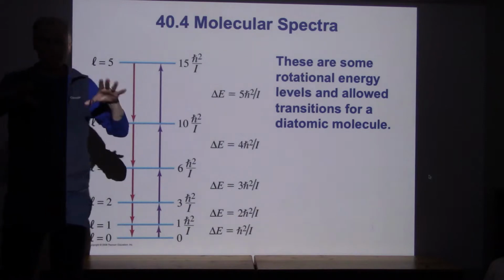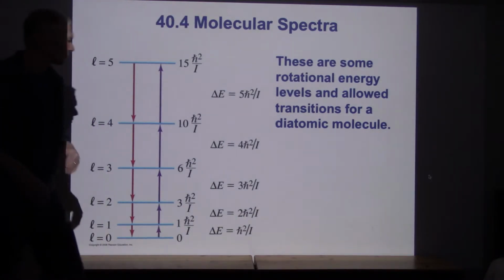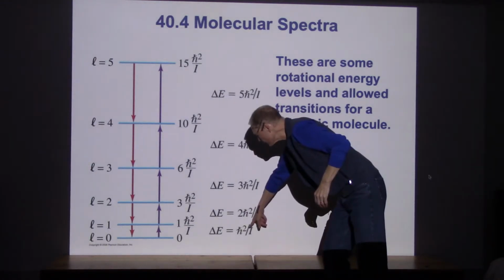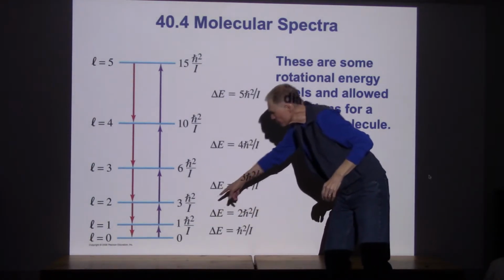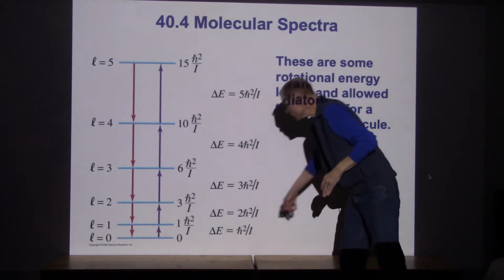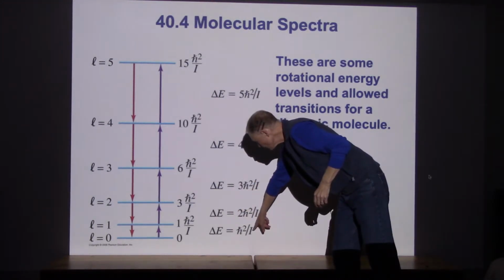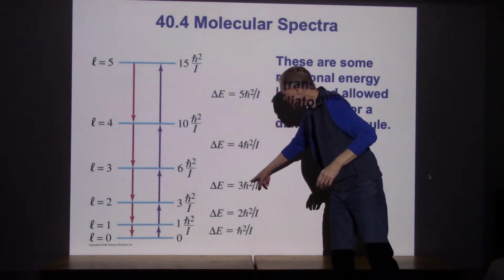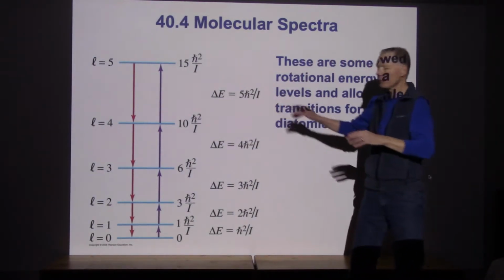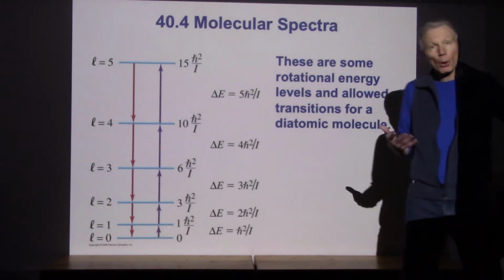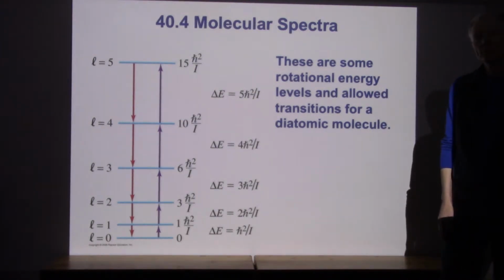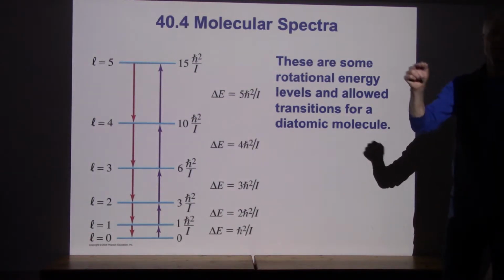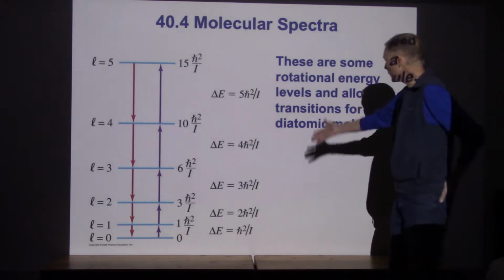If we look at the spacing between those quantum states, what we see is it increases in a linear fashion. So the gap between state 0 and state 1, the delta E, is equal to h bar squared over I. The next gap is at 2, the next at 3, 4, and 5. Check the numbers and see. Those are the energies of photons that would be absorbed in going from one state to the next. And so, yeah, we can predict.